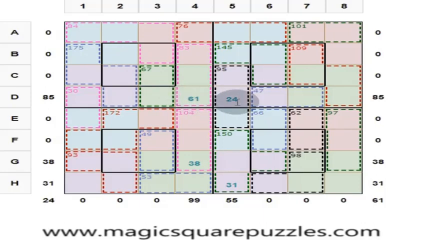64 is used here, it won't be used anywhere else. 24 is used here, it won't be used anywhere else. 38 is used here, it won't be used anywhere else. Like that. To know more deeply about how to solve these magic square puzzles, kindly refer to the video given above. Now we will go into the solving of the puzzle. With these puzzles, we can start from anywhere, end anywhere.